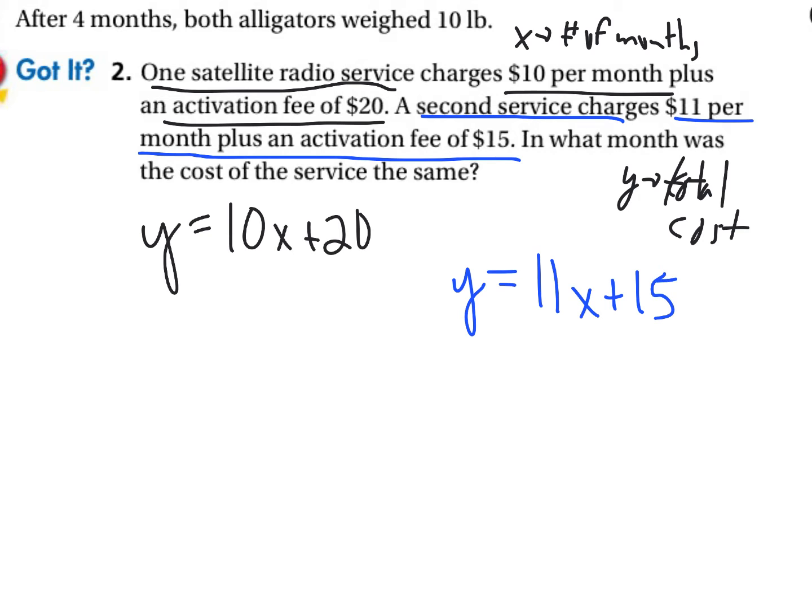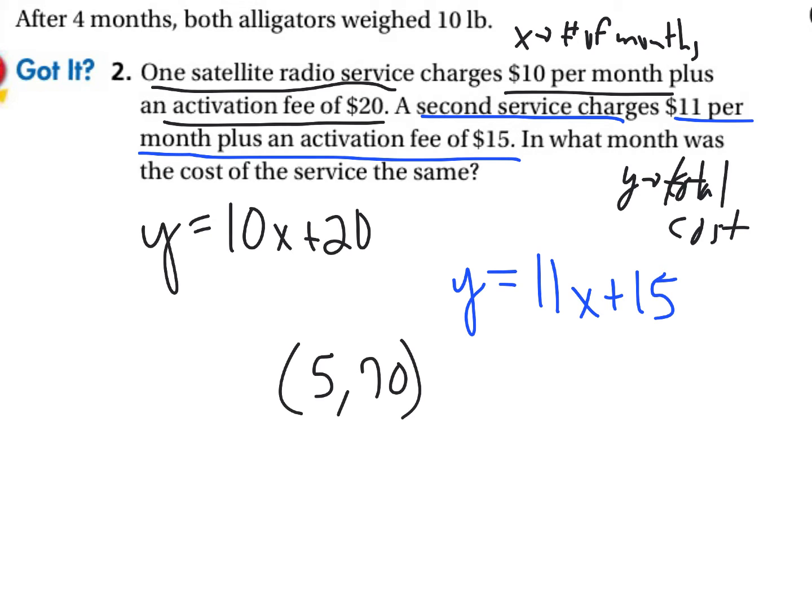And then at this point, we are going to graph these on our calculator. We're going to let the calculator guess what that intersection point is. And we're going to figure out our answer here. So if you work this on your calculator, you find the intersection point. The intersection point should be 5, 70.